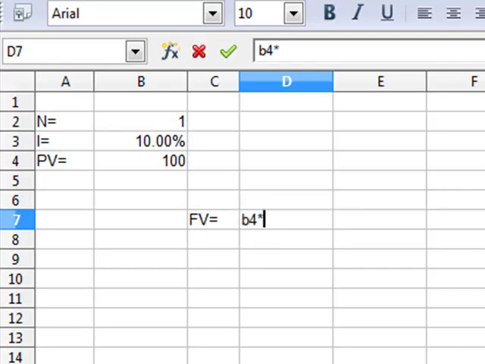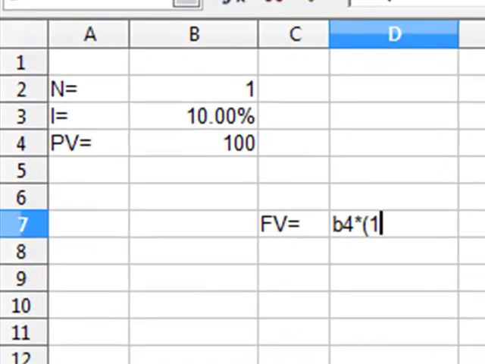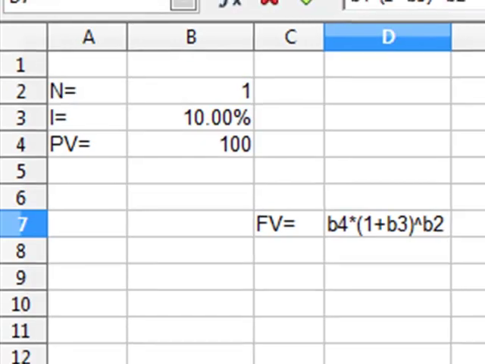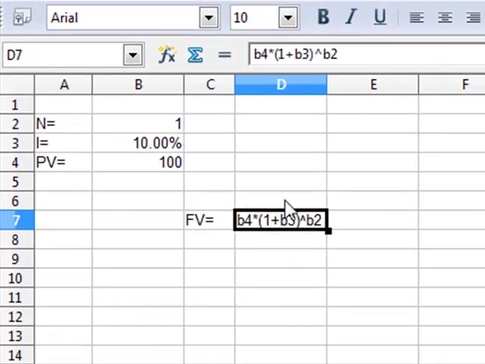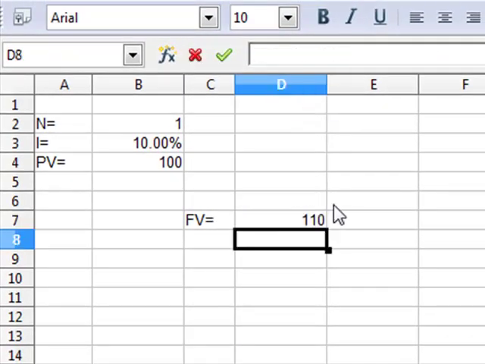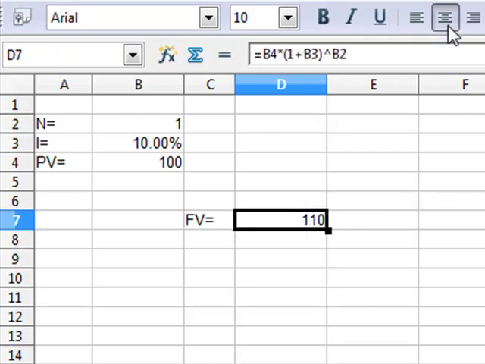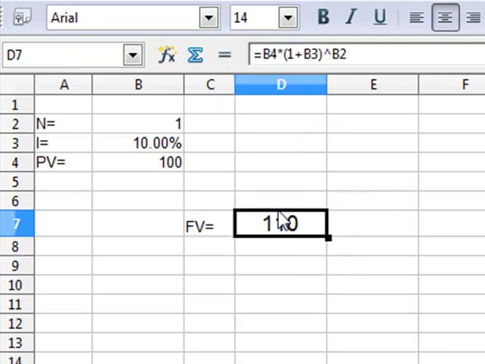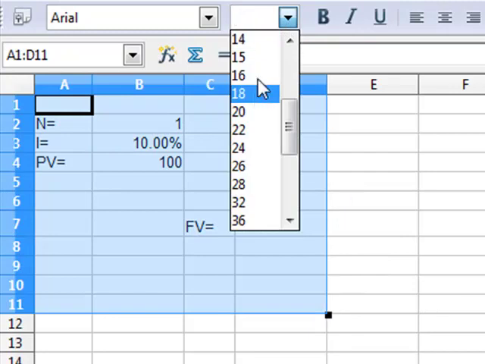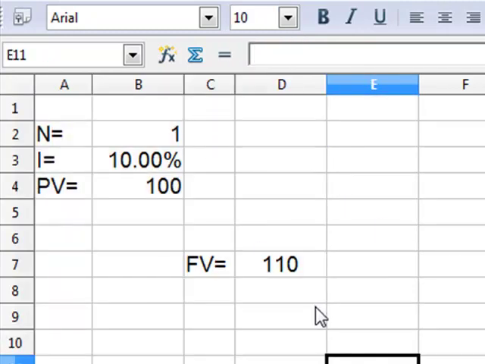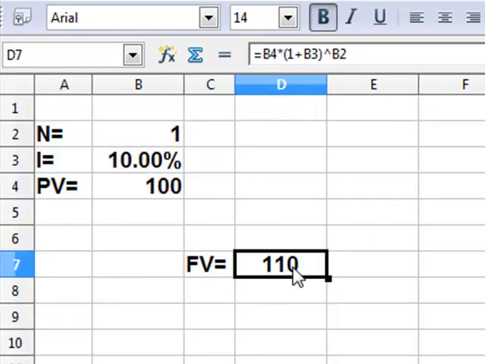B4 times 1 plus B3 raised to the B2 power. Let me put my equal sign in here. And there we go. So the value of the investment, let me make this a little bigger for you, the value of the investment is $110.